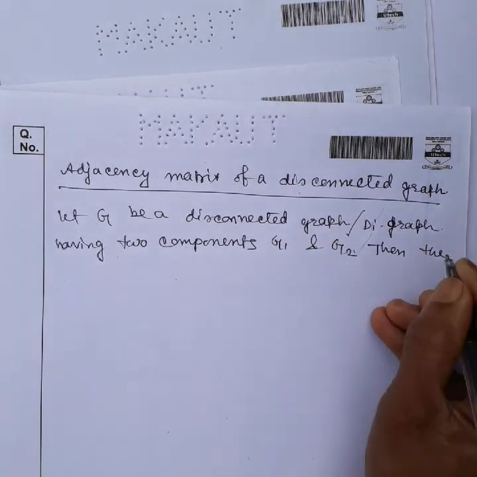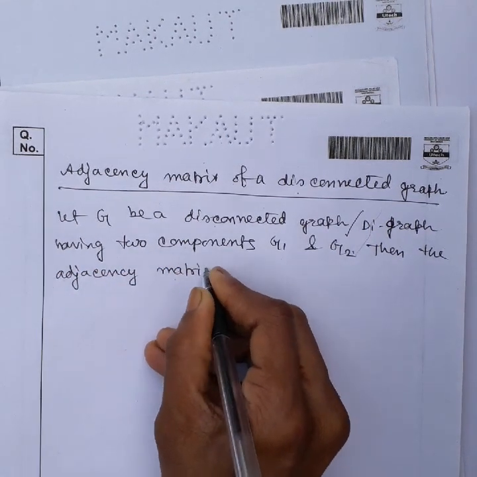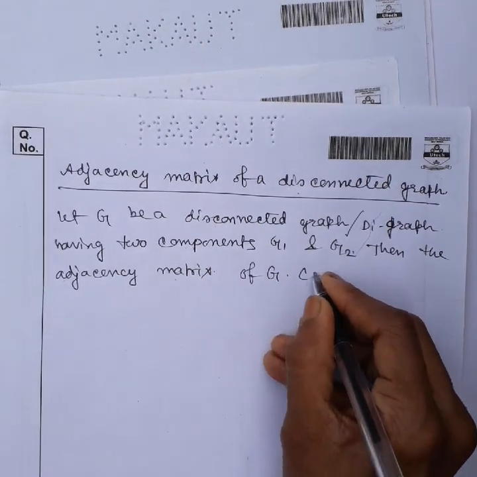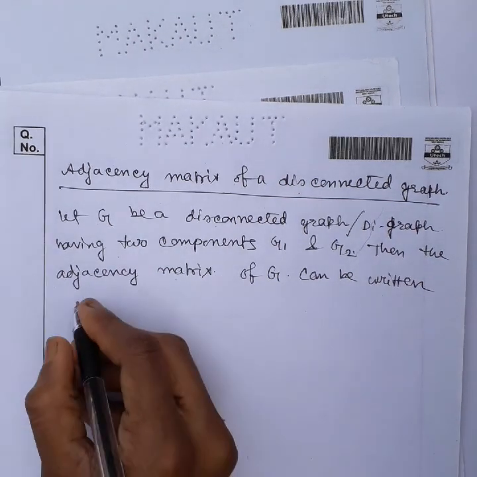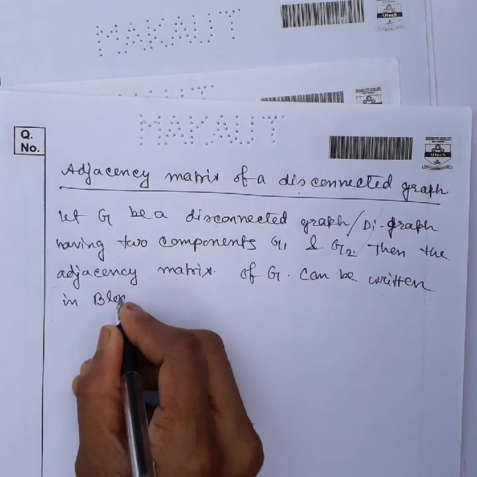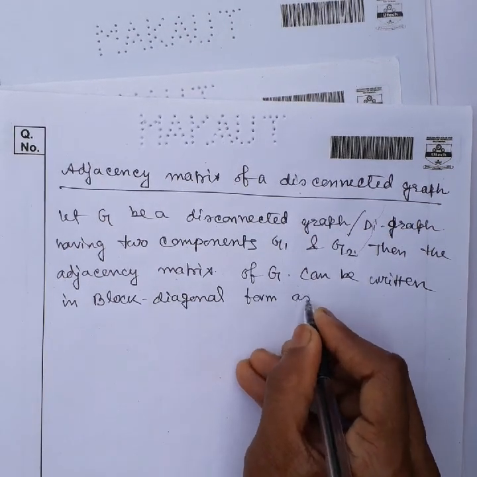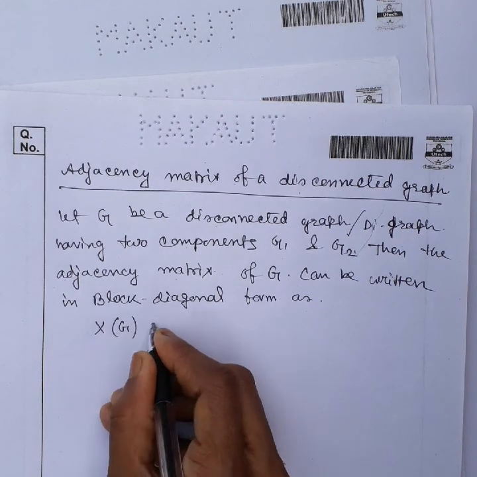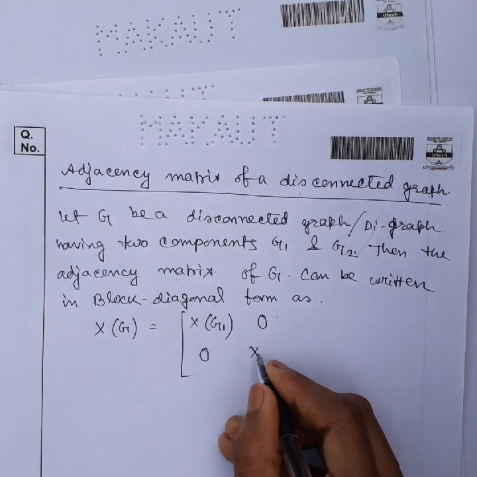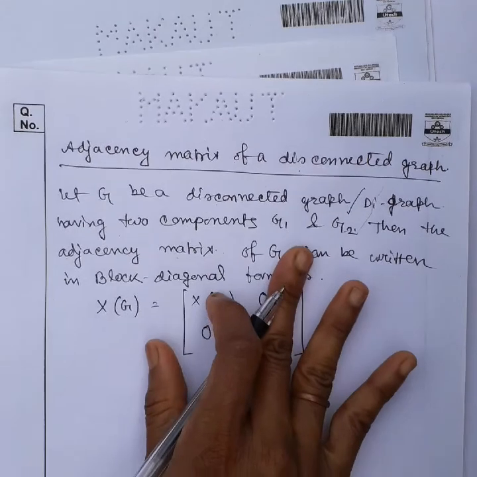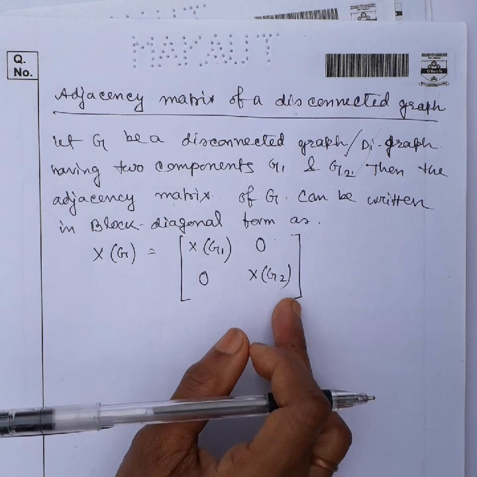Then the adjacency matrix of G can be written in a block diagonal form as X(G) equals X(G1) O, O X(G2), where X(G1) and X(G2) are the adjacency matrices of G1 and G2 and O is a null matrix.